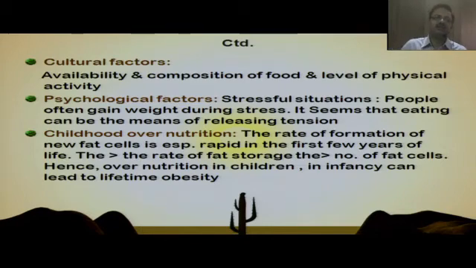Next factor is childhood overnutrition. The rate of formation of new fat cells is especially rapid in the first few years of life. The rate is more in the fat storage and the number of fat cells. Hence, overnutrition in children in infancy can lead to lifetime obesity.